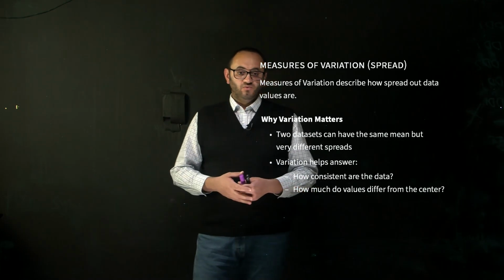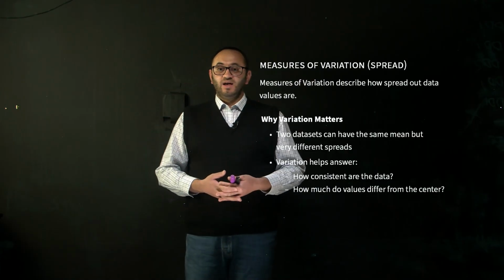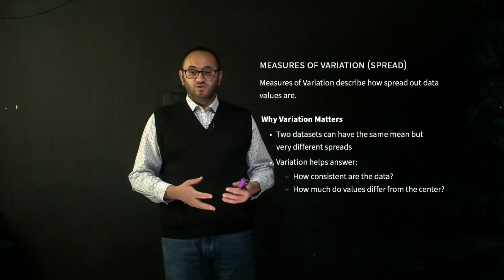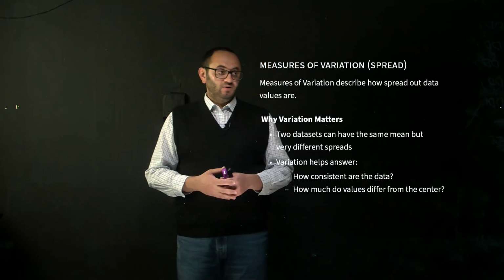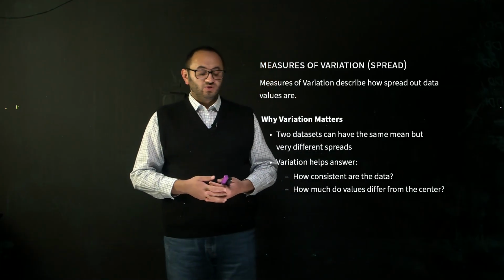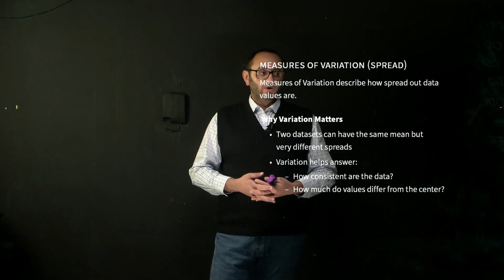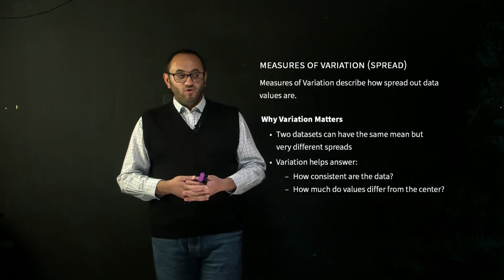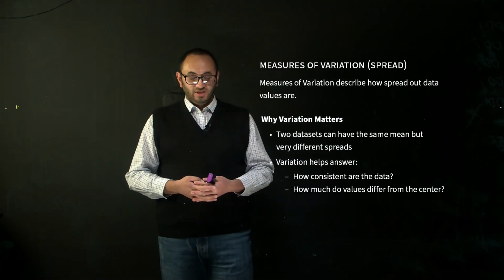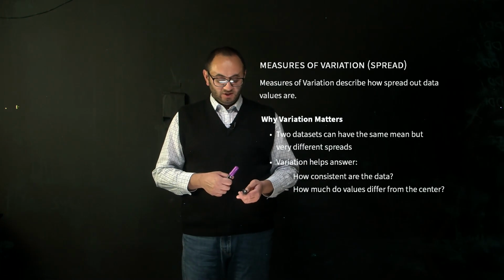For example, we may have two different data sets. Those data sets have the same mean, however, the spread is different, right? Also, variation helps us to see how consistent our data are and how much values differ from the center. All right, so let's talk in more detail in the next slides.